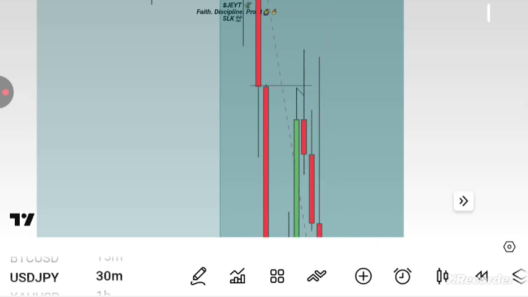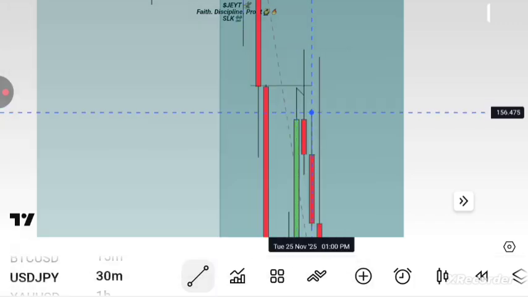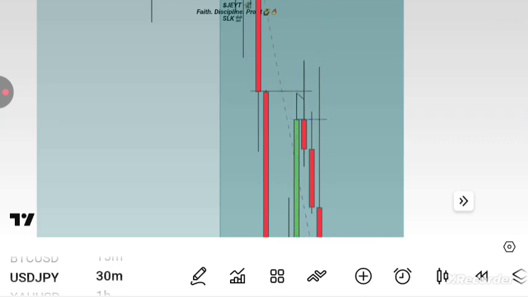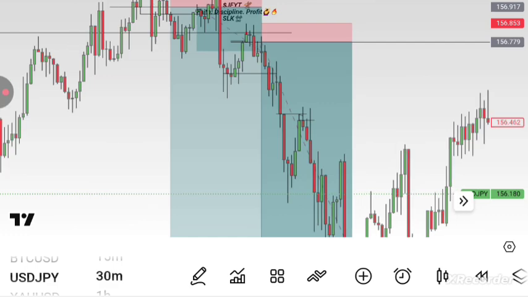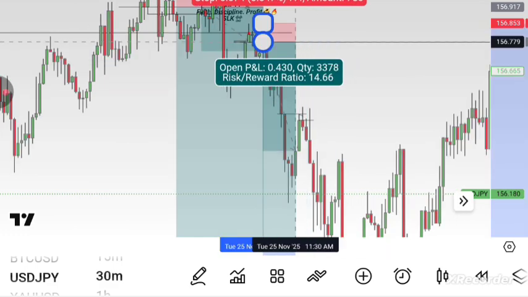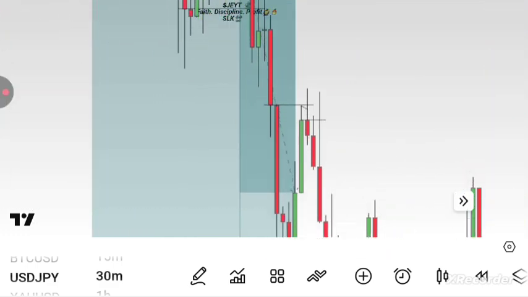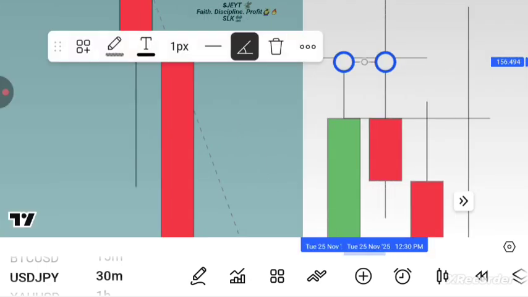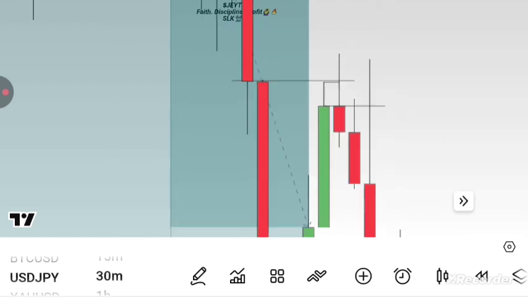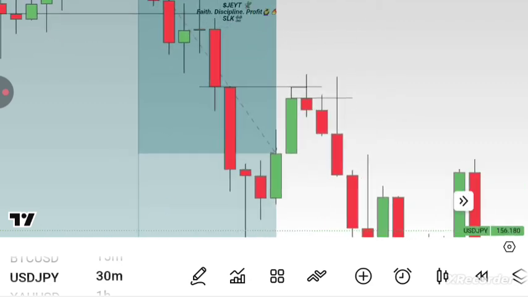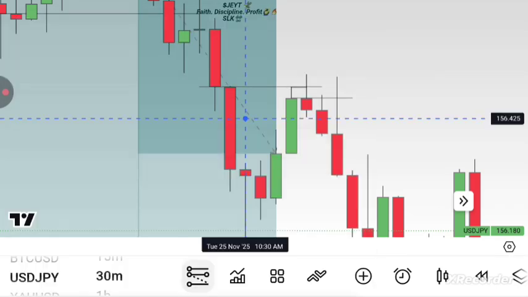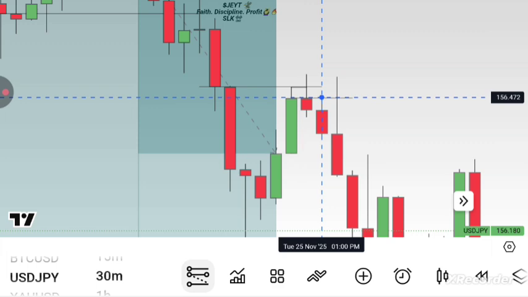As it swept liquidity from the high, it then formed an A-shaped key level at this particular place. You could see that that was what sponsored sales to the downside. So my entry is actually going to be from this particular A-shape key level.